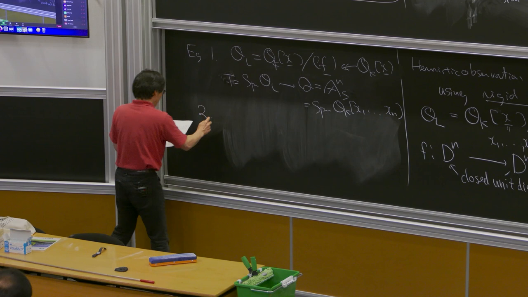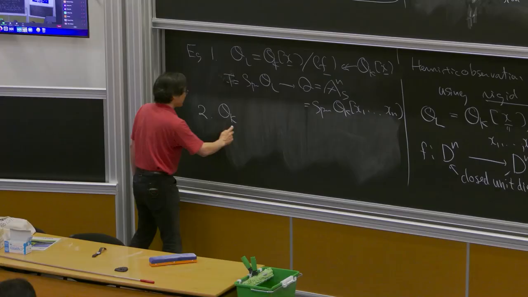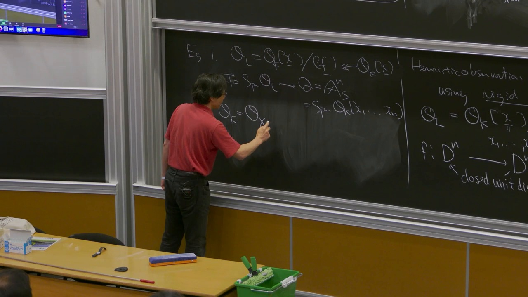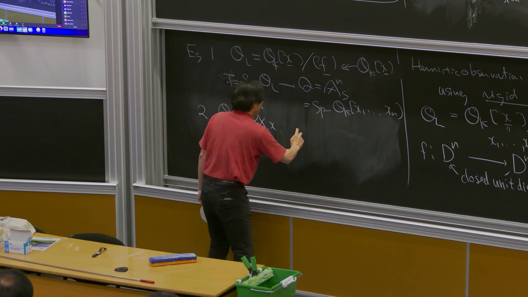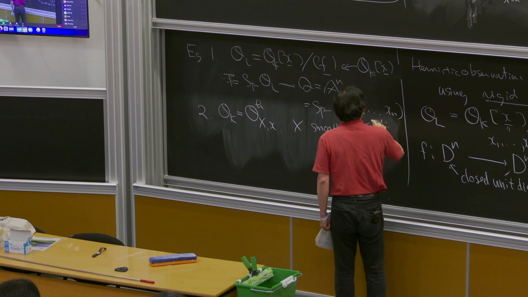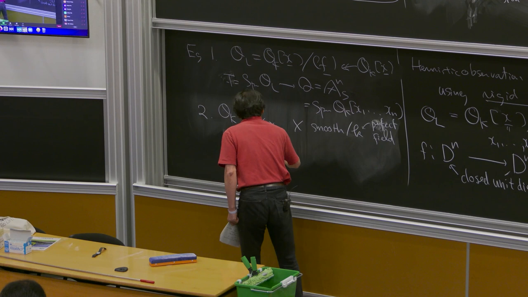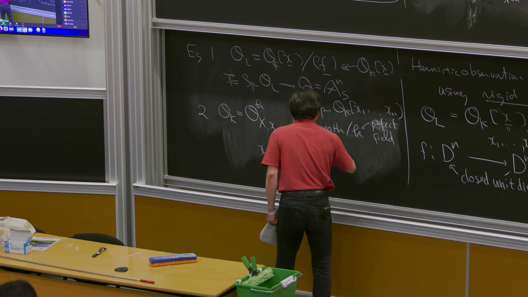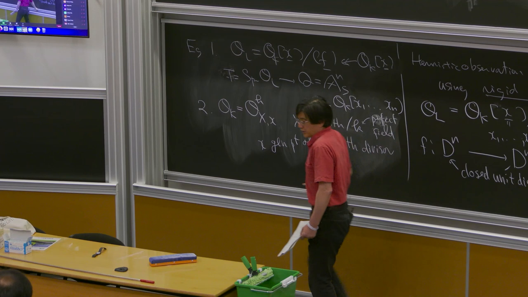And a more geometric one is the second example. I assume that the ring of integers is a strict Hänselian local ring, where X is some smooth variety over k. This is a field, a perfect field of characteristic p, and X is a generic point of a smooth divisor. So in this second case, we are in this geometric situation.